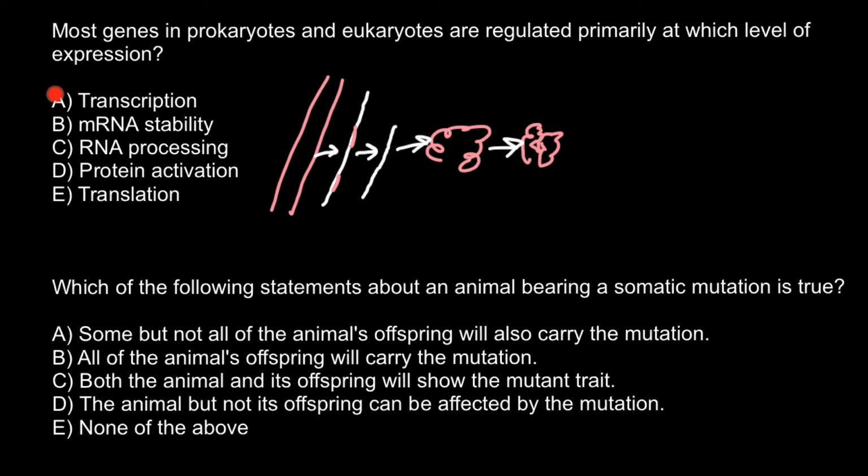Once again, first answer transcription, then messenger RNA stability, because here messenger RNA would be processed, a poly A tail would be added. This is an example of eukaryotes; prokaryotes wouldn't have this processing machinery, and usually when messenger RNA is produced, at the same time ribosomes would attach and start to produce protein, and then protein activation, translation of the protein.